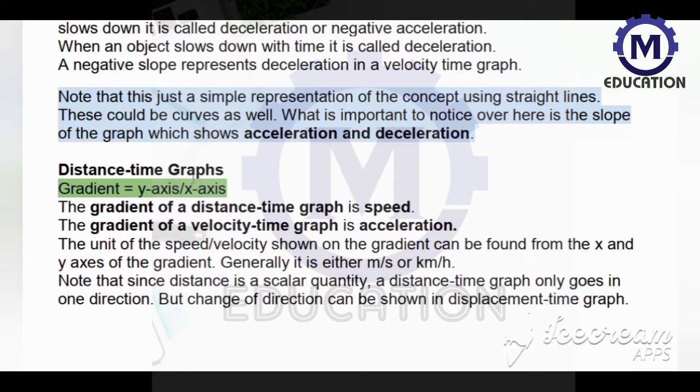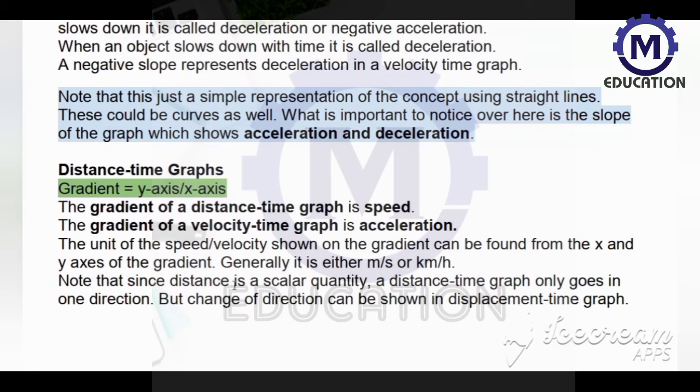Distance time graph. Gradient is equal to y-axis upon x-axis. The gradient of the distance time graph is speed, and the gradient of the velocity time graph is acceleration. The unit of speed or velocity shown on the gradient can be found from the x and y-axis of the graph. Generally, it is either meter per second or kilometer per hour.